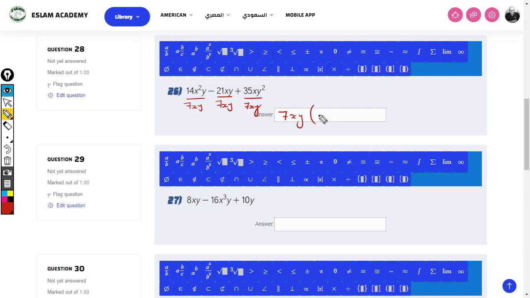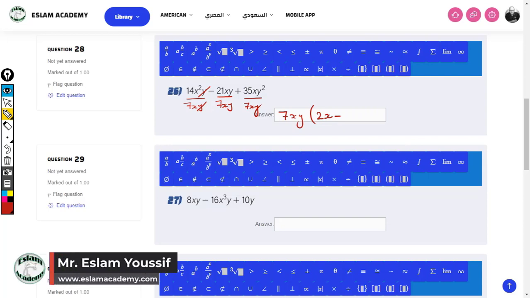14 divided by 7 equals 2. And x power 2 divided by x, we just write x and subtract the power, so 2 minus 1 equals 1. Now we have y and y, cancel them out. Negative divided by positive equals negative. We just divide the sign by the sign, the number by the number, each variable by itself.